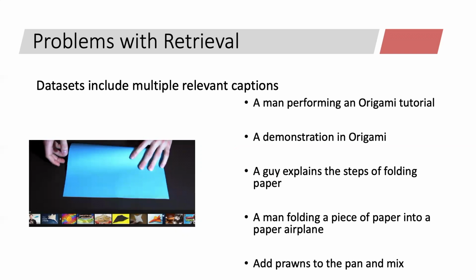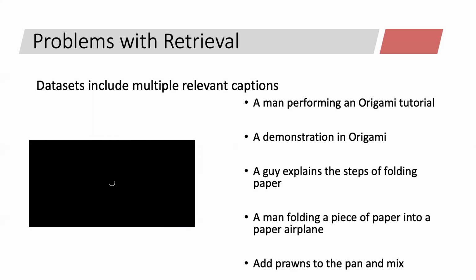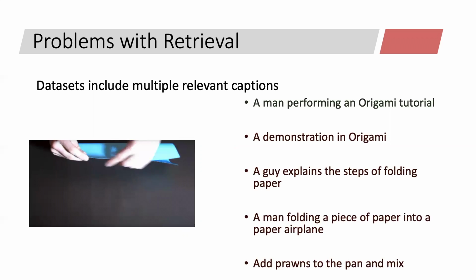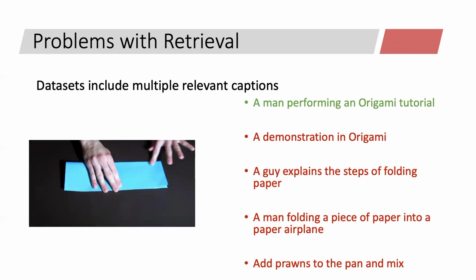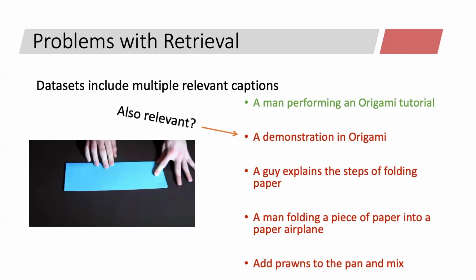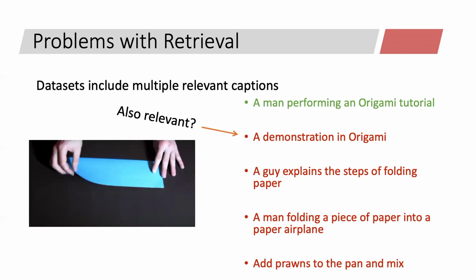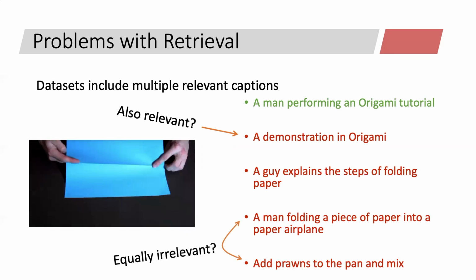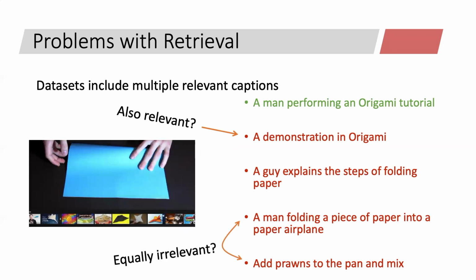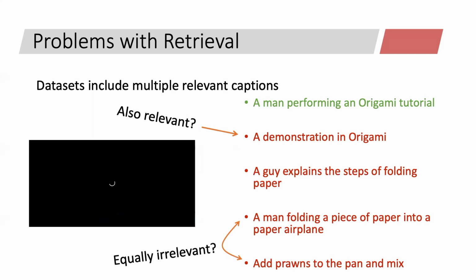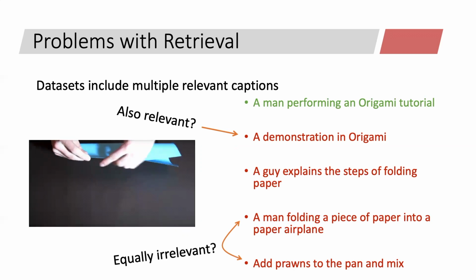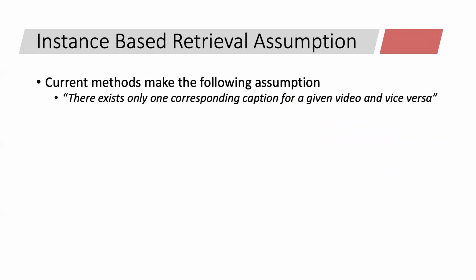When we look at other examples within the dataset, we see two main issues. Firstly, only a single caption is considered as ground truth, even when other relevant captions exist. And secondly, captions which are completely irrelevant are treated in the same way as those which describe the video. This is due to the assumption that current methods make: there exists only one corresponding caption for a given video.